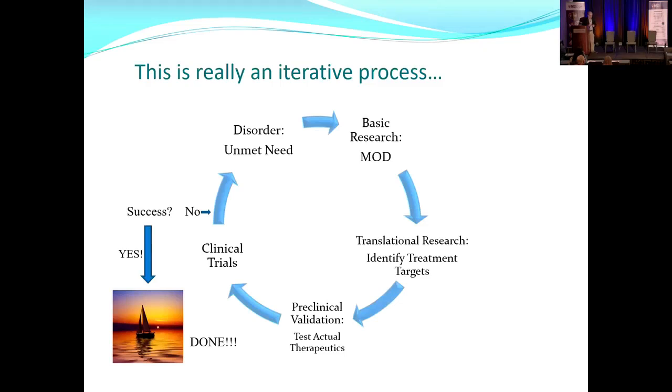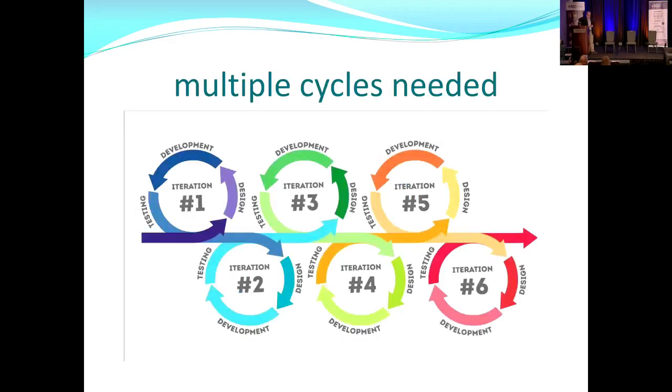So this is an iterative process. Thinking about it in engineering terms, we've got a development cycle. We know we have a problem. We do the basic research. We identify the mechanisms of disease. We do the translational research to identify the treatment targets. We test the specific drugs and hopefully get them into clinical trials. If that works, well, we just sail off into the sunset because we're all done. More often than not, it doesn't, and you need to spin the cycle again. And you typically need to spin the cycle a whole bunch of times, especially for CNS disorders.